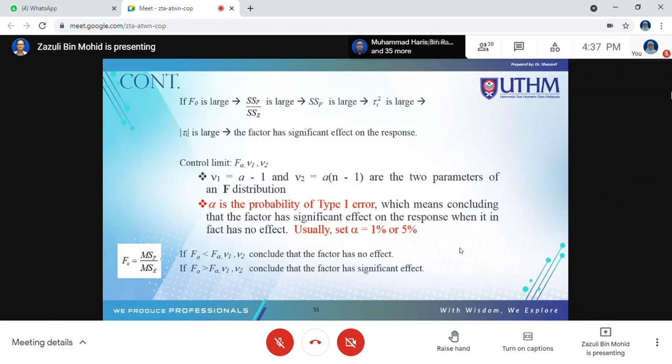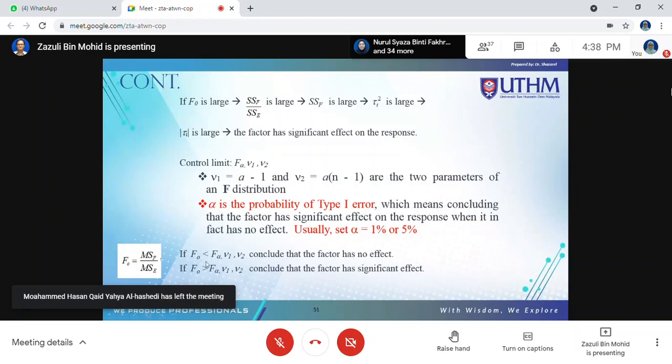Using the control limits F alpha, v1 and v2, we can look on the table. Usually the value of alpha is 1% or 5%. If the problem doesn't mention any of this value, you can just assume it as 5%. So usually the analysis in ANOVA we use 1% or 5%. F0 is calculated using this formula: F0 is equal to MSF divided by MSE.